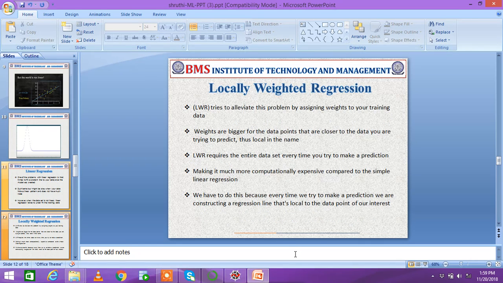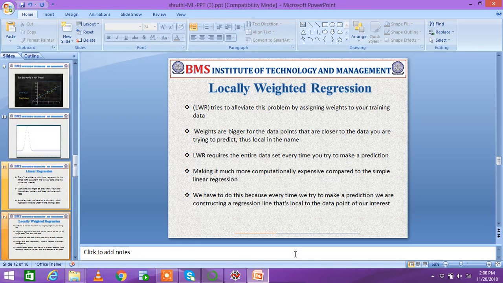Now we have locally weighted regression, which helps to overcome this problem by assigning weights to your training data. To overcome the disadvantage of linear regression, every time we make a prediction, we assign weights to the training data. The weights are bigger for the data points that are closer to the point you are trying to predict, thus it is local in the name.